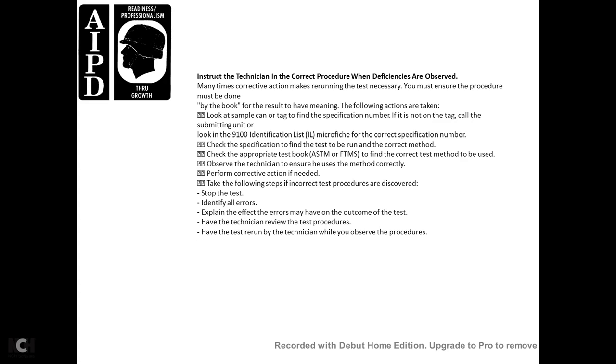Take the following steps if errors in test procedures are discovered. Stop the test and identify all the errors. Explain the effect the errors may have on the outcome of the test. Have the technician review the test procedure. Have the test rerun, and the technician will observe the procedure.